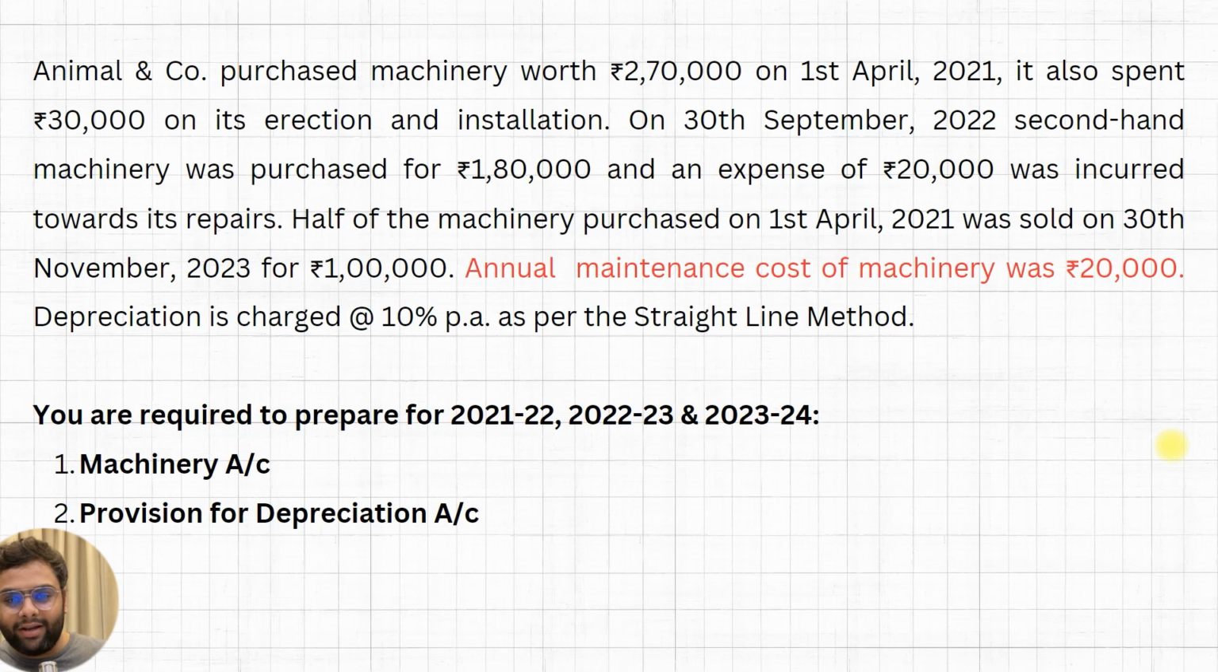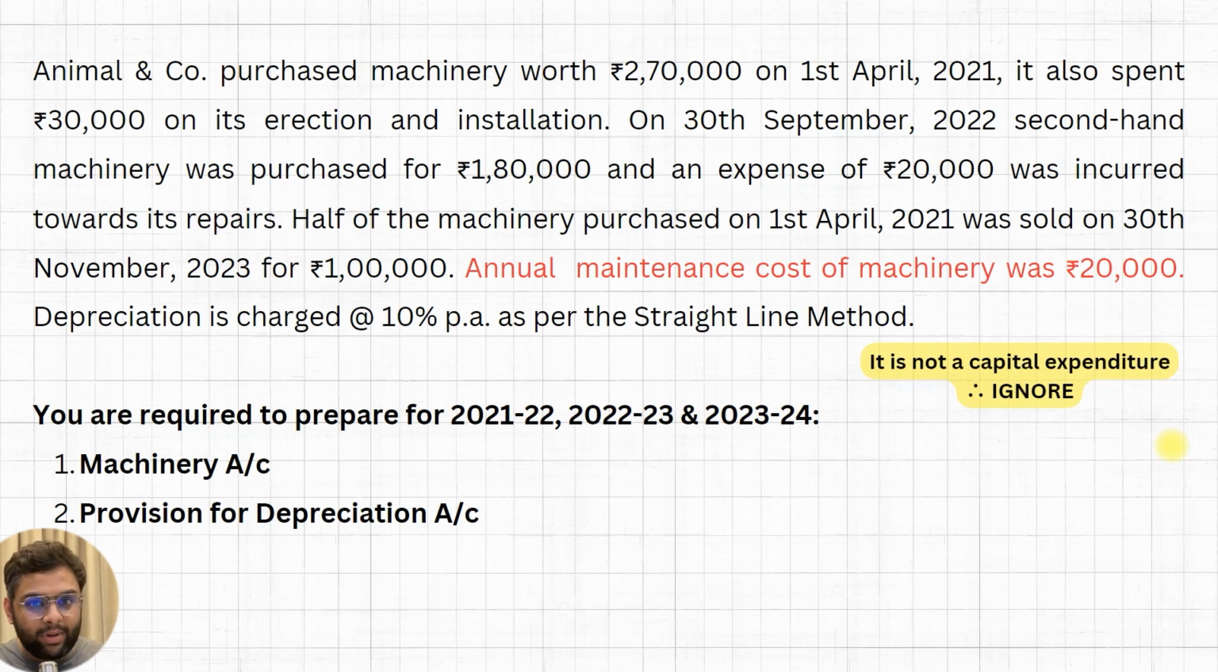Let's move on. Annual maintenance cost of machinery was rupees 20,000. This will be ignored because maintenance cost is not a capital expenditure. It is a revenue expenditure. This will never come in the machinery account. Always be mindful of this.